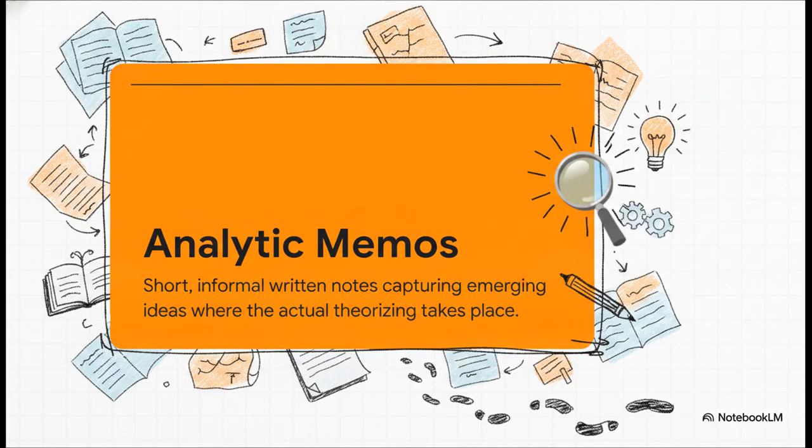Now, how on earth do you keep track of all this while you're coding? The answer is analytic memos. These are short, dated, informal, written notes that capture your emerging ideas. What's absolutely vital to remember here is that memos aren't just a record of what you found, they are where the actual theorizing takes place.